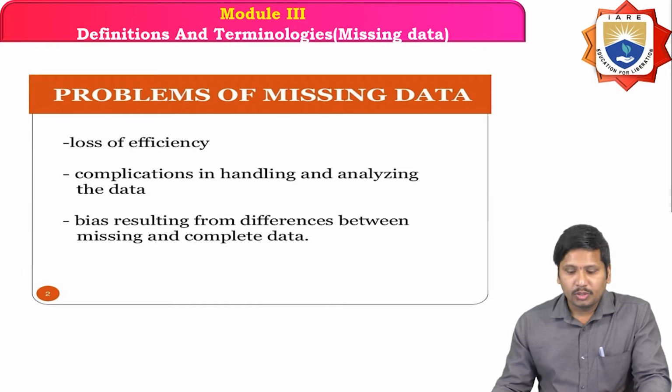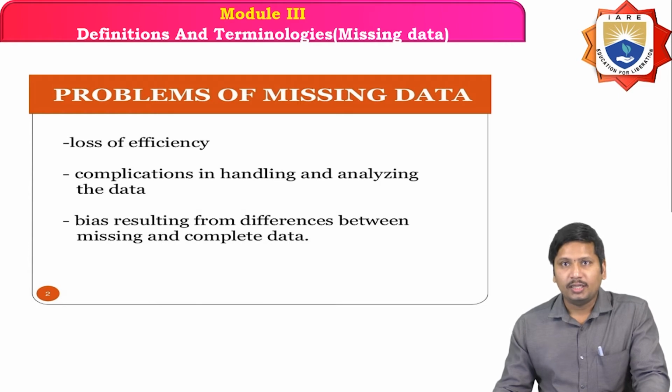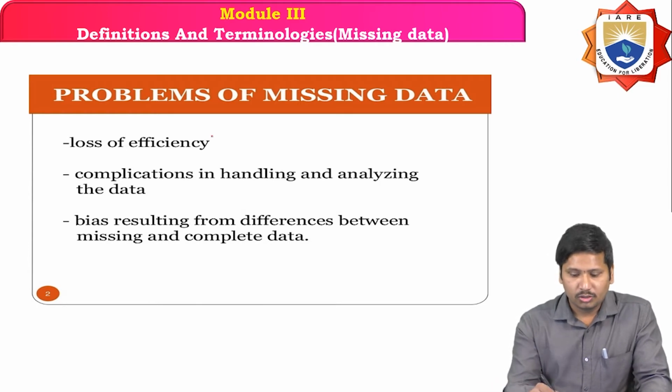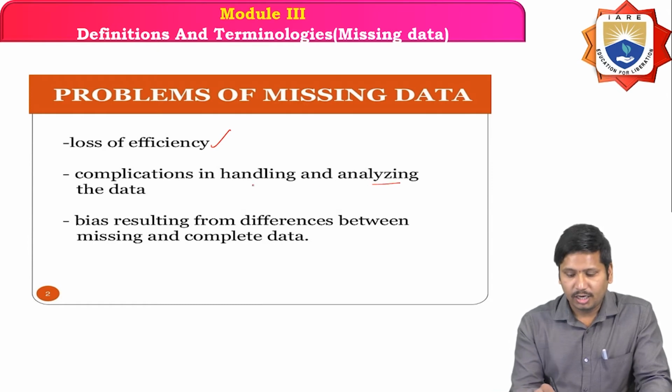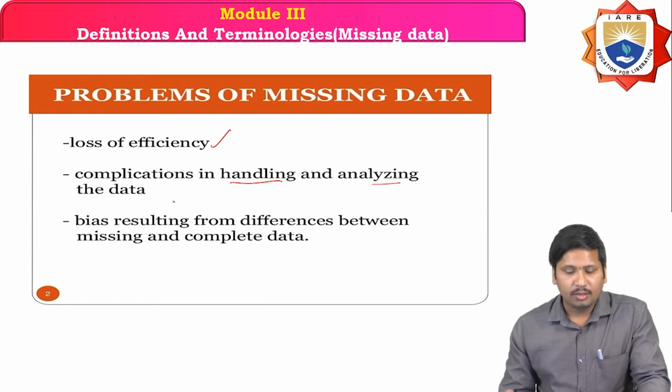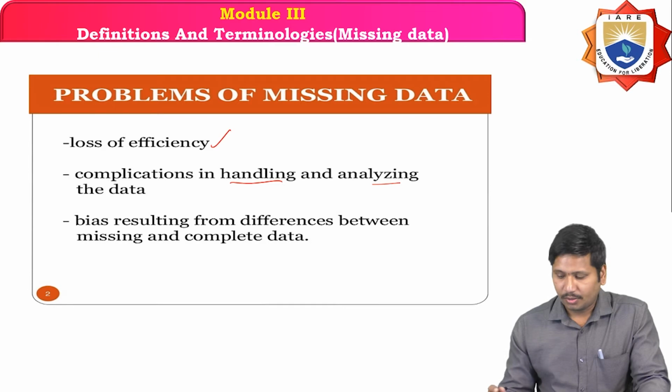What are the problems we face with missing data? Due to this, there is loss of efficiency, complications in handling and analyzing the data, and bias resulting from the differences between the missing and complete data. So the loss of efficiency, complications in handling and analyzing the data, and bias may all occur due to the difference between the missing and complete data.